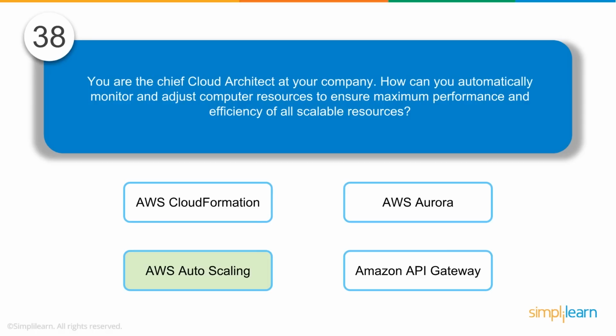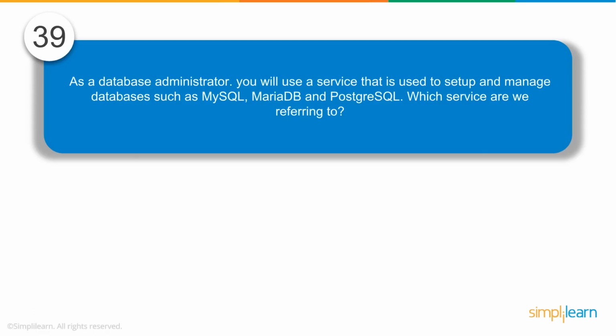Autoscaling is the service that helps us to easily adjust, monitor, and ensure the maximum performance and efficiency of all scalable resources. It does that by automatically scaling the environment to handle the inputs. Let's look at this question.